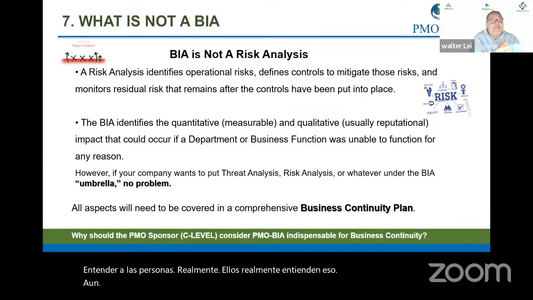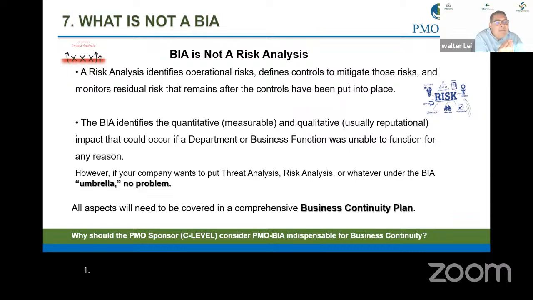The BIA identifies the quantitative, the measurable, and the qualitative, usually the reputation. So the impact that could occur if, for example, a department or business function was unable to function for any reason. However, like I said, if your company wants to put threat analysis, risk analysis, or whatever under the BIA umbrella, not a problem, but it's not a risk analysis. People always confuse a risk analysis with a BIA, but it's really not.